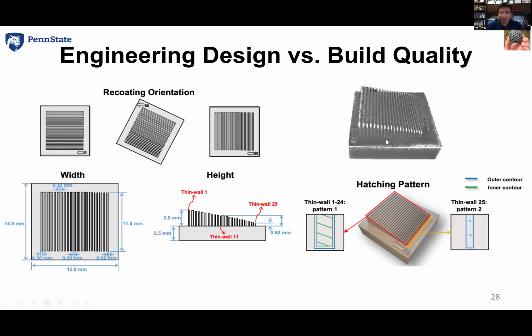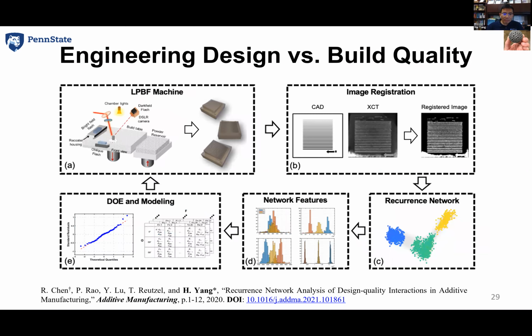So this is an image of the final thin wall build. It's a wall, right, with different heights. If you want to quantify the process variability, you build such things to see how this impacts the final build, whether it collapses or not. This research is summarized in this paper. If you are looking for more mathematical details, you can dive into this paper, which is a recurrence network analysis of design. You have different designs, and later you get different quality. So, design-quality interaction in additive manufacturing. You have an LPBF machine with different thin wall builds. Now you can do image registration, combining the CAD and putting it on top of the XCT.